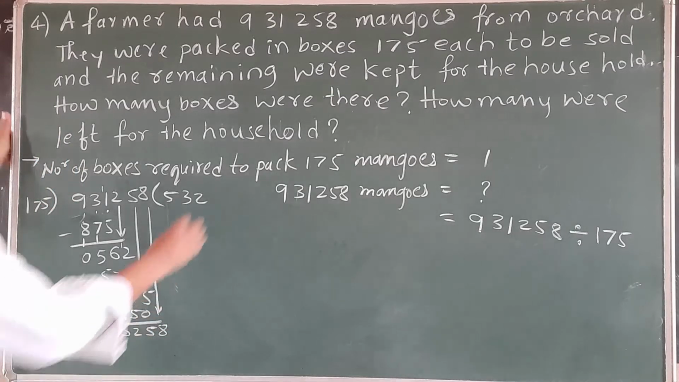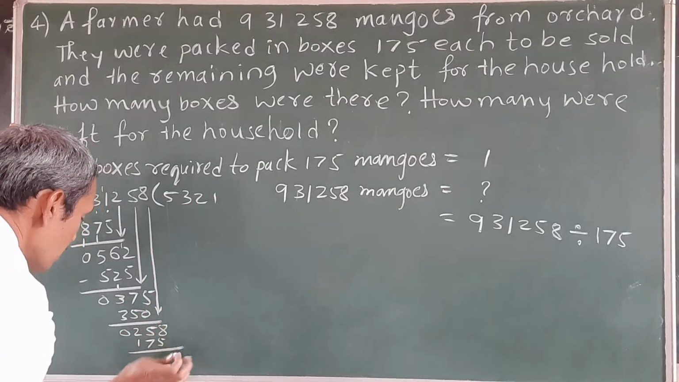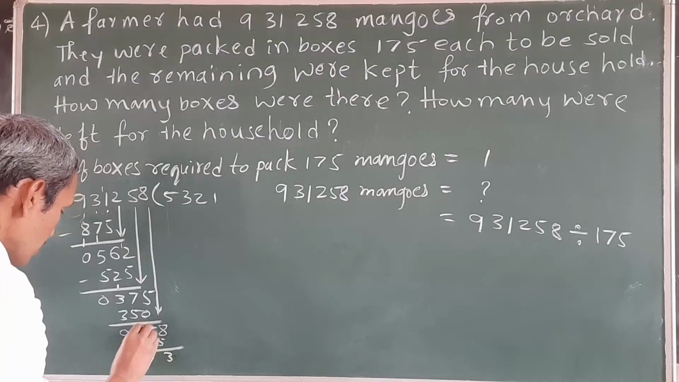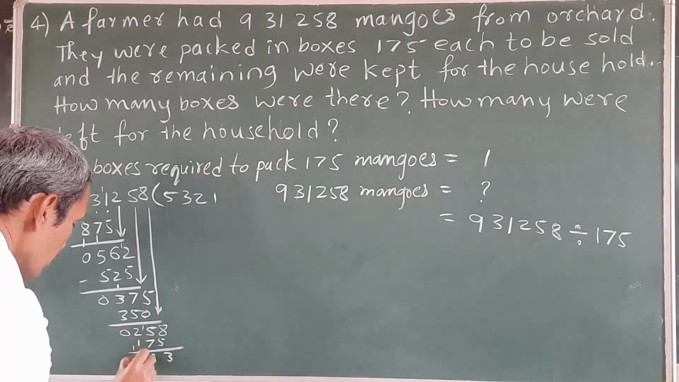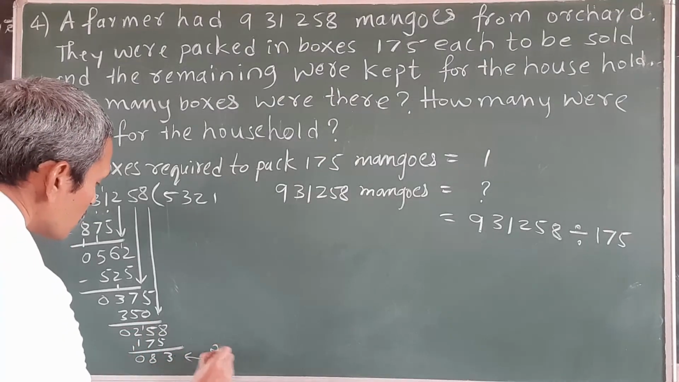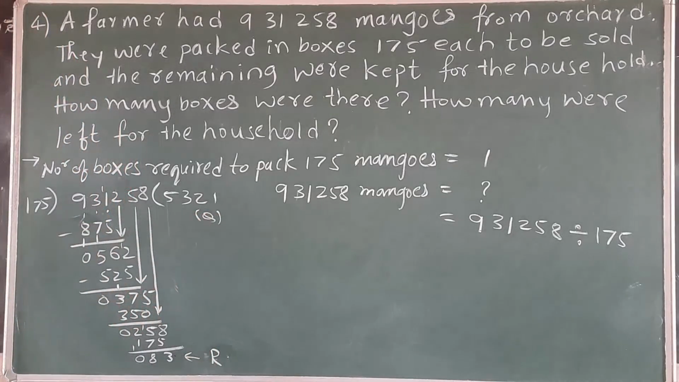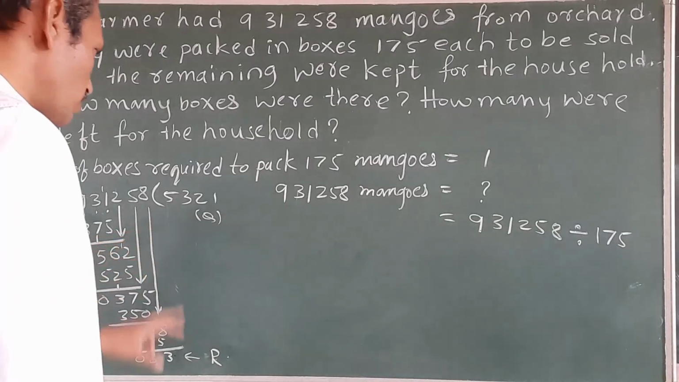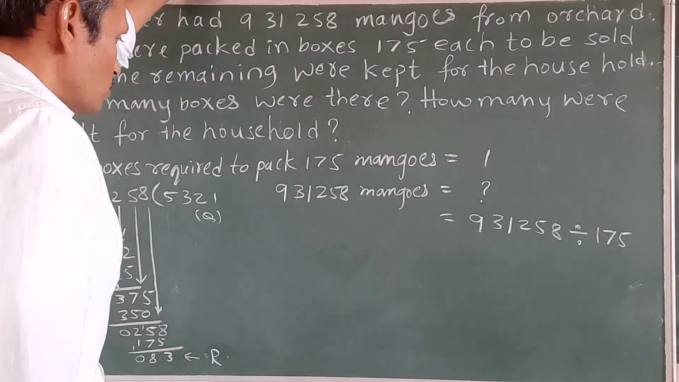175 ones are 175. After subtracting we get 3, and this one is 15 minus 7 is 8, and this one is 0. 83 is the remainder, and this one is the quotient. The quotient shows the number of boxes, and the remainder shows the number of mangoes left out for the household. These many boxes we require and these many mangoes were left unpacked. Those are used for household.